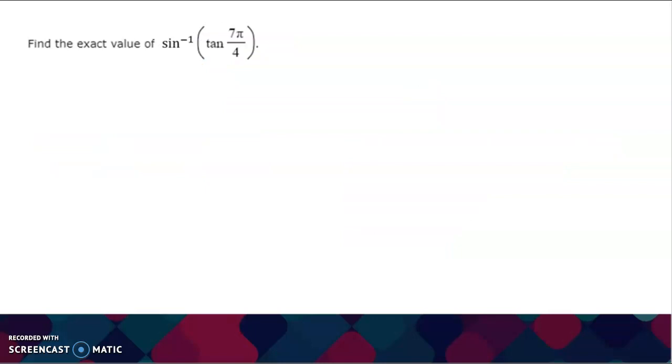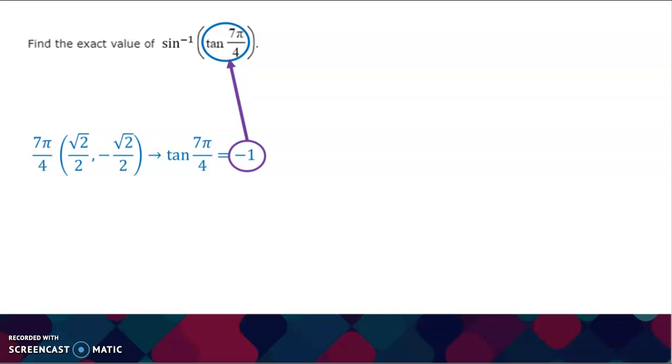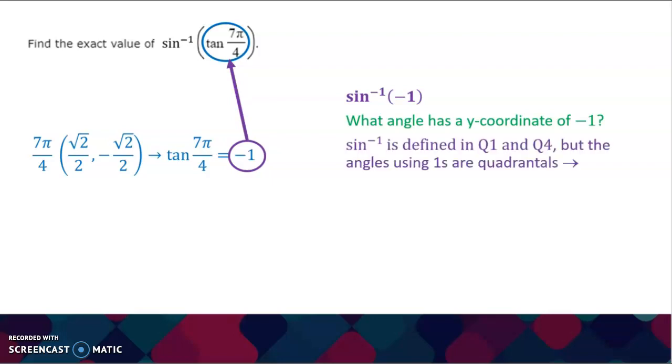Last one. We'll start by working with what's inside the parentheses, the tangent of 7 pi over 4. There's the ordered pair for 7 pi over 4. So the tangent of 7 pi over 4 is the y value over the x value, which is -1. Now I'll replace it. So now the question that I'm answering is the inverse sine of -1. That question is what angle has a y coordinate of -1.